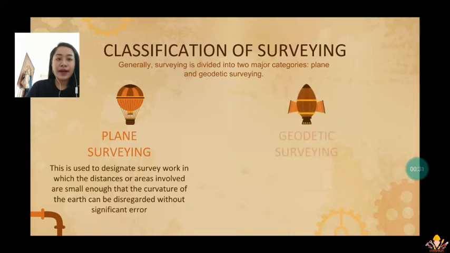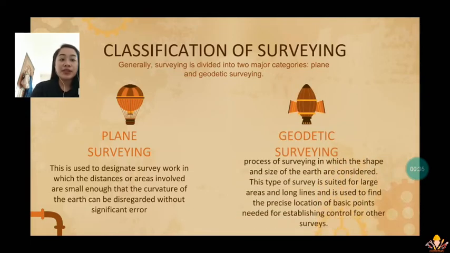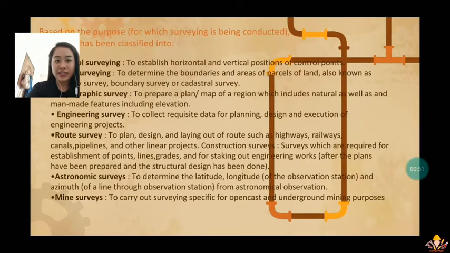We also have geodetic surveying. It is the process of surveying in which the shape and the size of the earth are considered. This type of survey is suited for large areas, long lines, and is used to find the precise location for basic points needed for establishing control for other surveys.